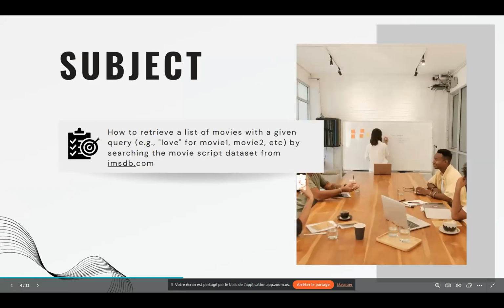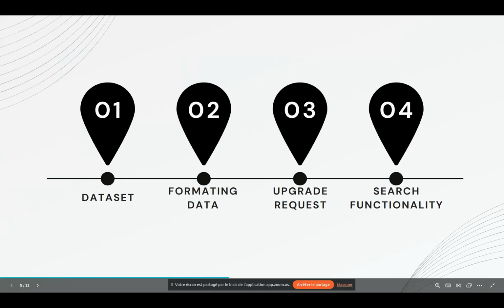So we chose subject 3, which was how to retrieve a list of movies with a given query, like for example, searching love and find movie 1, 2, etc., by searching only the movie scripts dataset from imsdb.com. So for this project, I'm going to explain how and what dataset we used, how we formatted the data, then how we upgraded the user request, and finally how we made the search functionality.